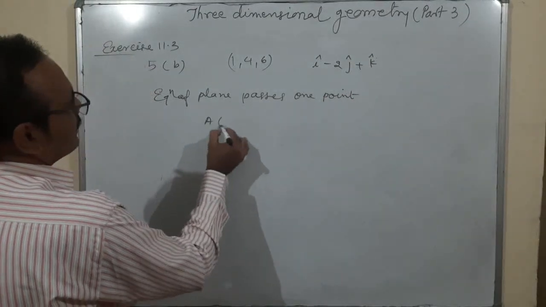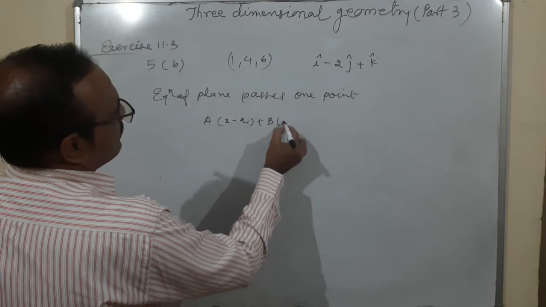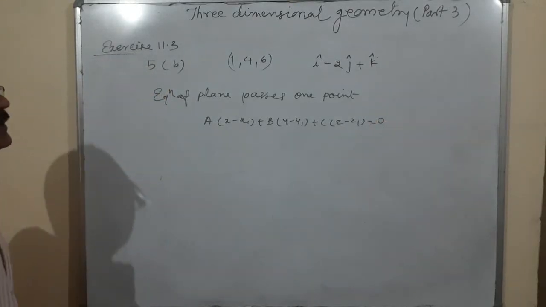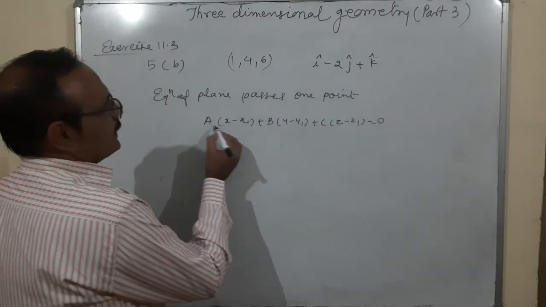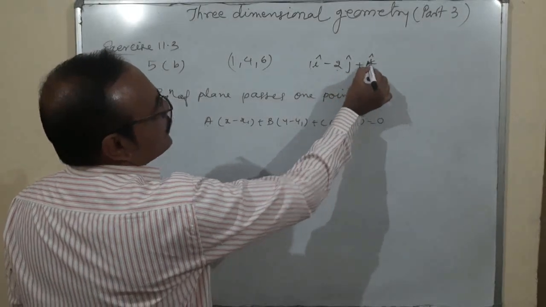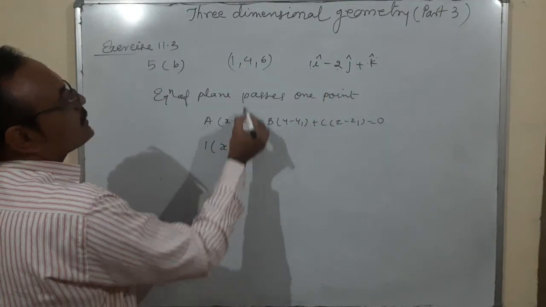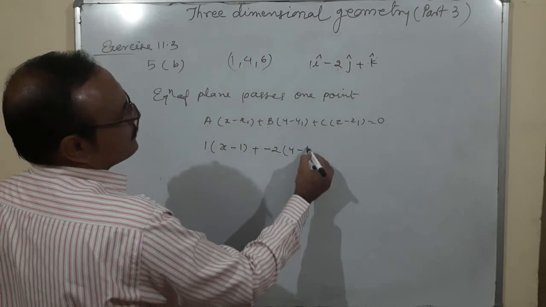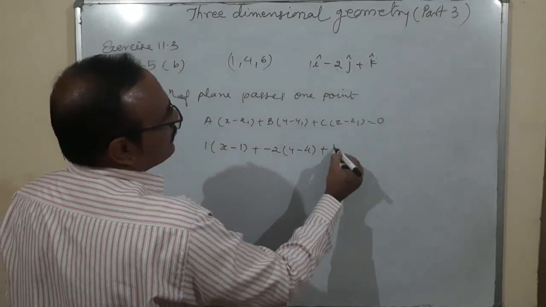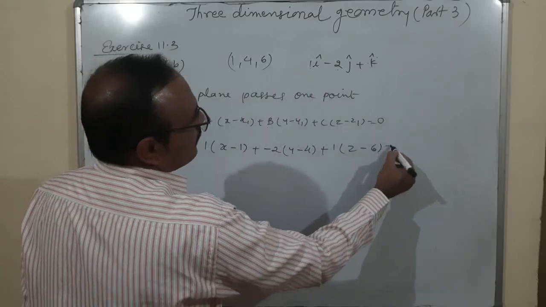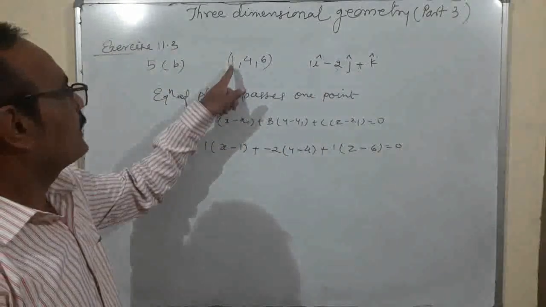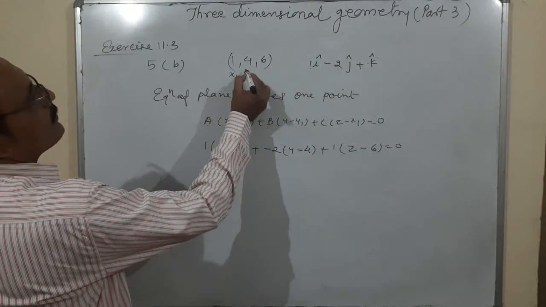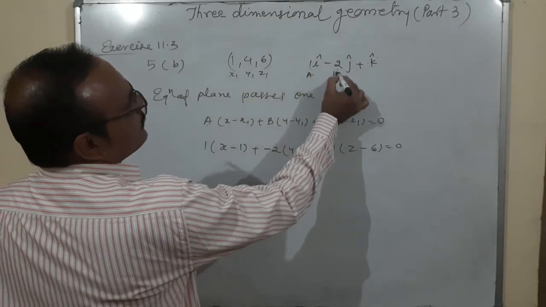You know the formula: a(x minus x1) plus b(y minus y1) plus c(z minus z1) is equal to 0. We'll put the value here directly, because a, b, c are the direction ratios of the normal: 1, minus 2 and 1. So it is 1(x minus 1) plus (minus 2)(y minus 4) plus 1(z minus 6). This is x1, y1, z1, and this is a, b and c.